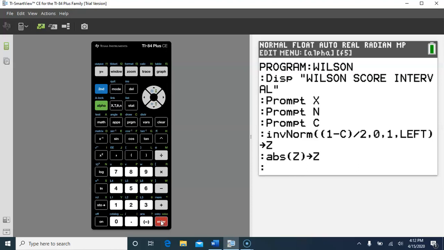And then we're going to take our proportion, which is x divided by n, so alpha x divided by alpha n, and we're going to store that in variable p for our p hat.